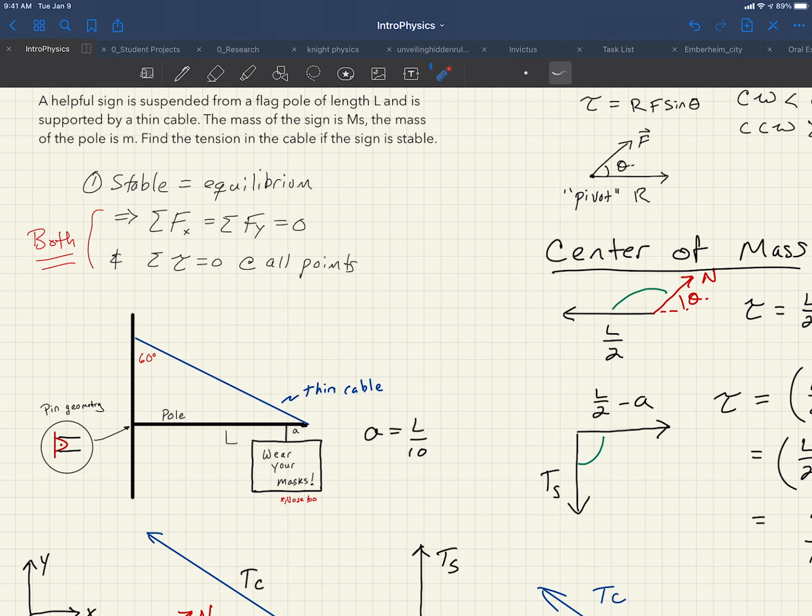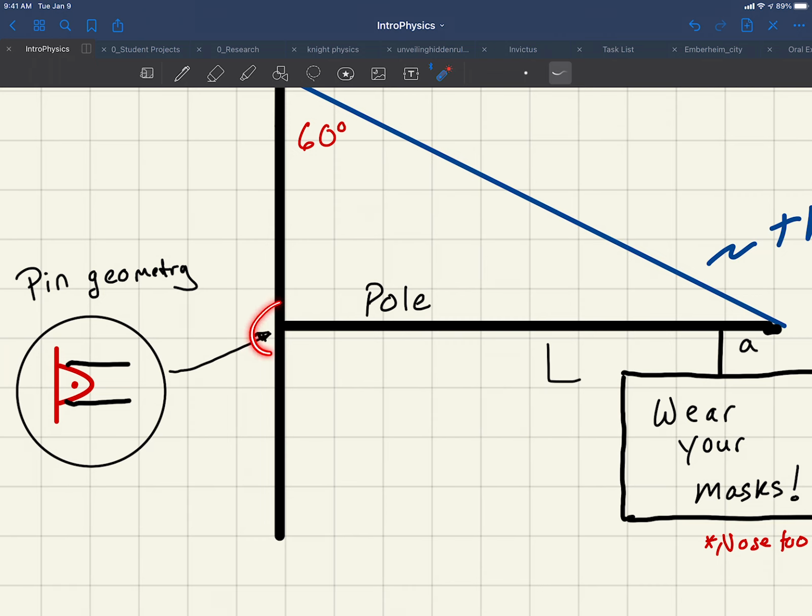A couple things to understand before we get into this: this junction right here where the pole comes to the wall is what we call a pin geometry. If I zoom in, this pole is the black part, and there's a pin that goes through it. So this is allowed to freely rotate up or down, but it can't move left or right.